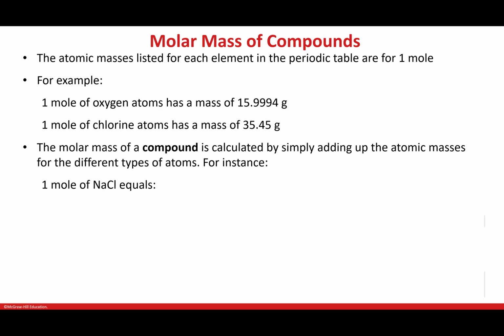So, there's 1 sodium atom. I hope we're all on the same page there. 1 sodium atom because it's 1 Na, 1 Cl. So, what is the molar mass for sodium? It is 22.99 plus Cl, which is 35, so about 65.